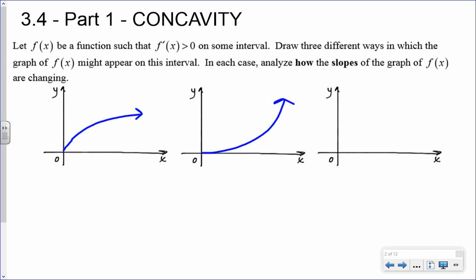Here are 2 graphs that I've seen pretty commonly amongst the pods. How are the slopes changing here? Decreasing. Our slopes are decreasing because they're getting less steep. How are the slopes changing here? Increasing. Increasing because they're getting more steep as we go towards infinity. Do you see the difference between these 2 graphs? One is curved down and one is curved up. This, ladies and gentlemen, is concavity.